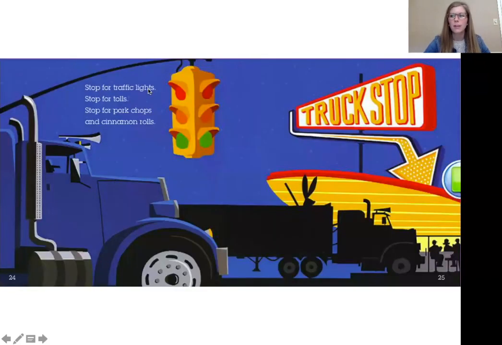Stop for traffic lights. Stop for tolls. Stop for pork chops and cinnamon rolls.